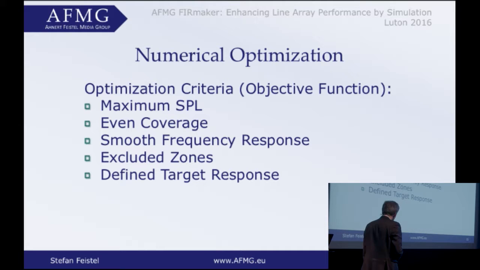Okay, so the objective function, we already have talked about this quite a bit, can, for example, quantify the evenness of the coverage. But it could also include the SPL that can be achieved, even a combination of both with a certain weighting. I will get back to this a little bit later. And also other aspects can be included, a frequency response, exclusion zones, or a defined target response.